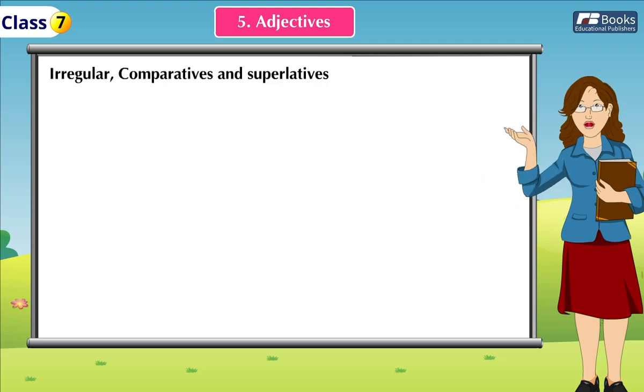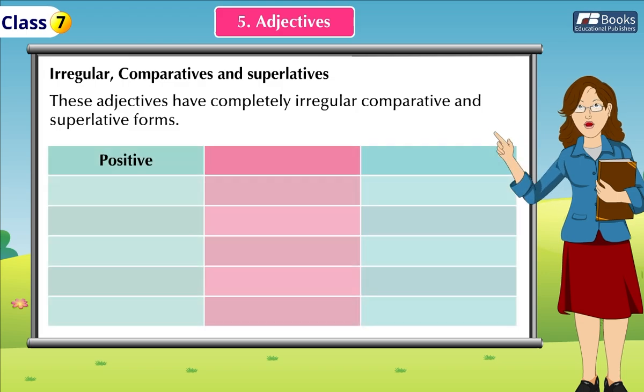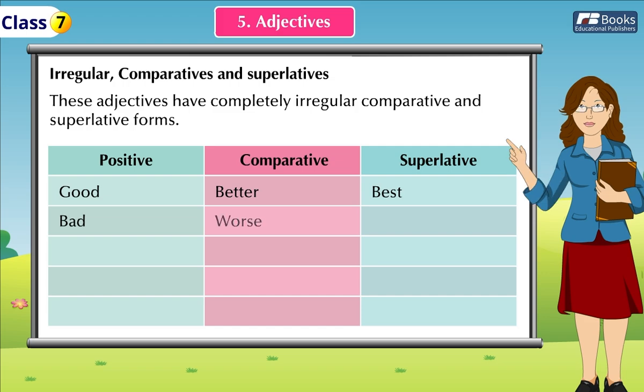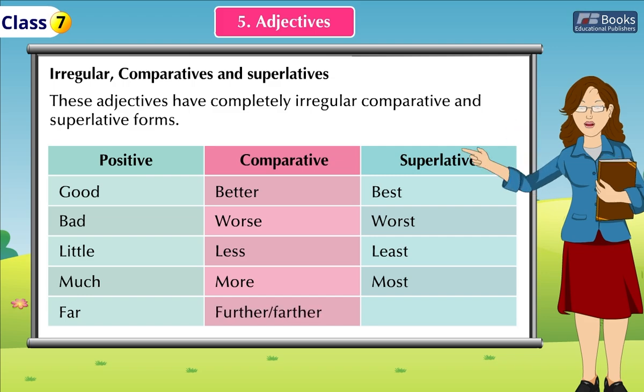Irregular comparatives and superlatives. These adjectives have completely irregular comparative and superlative forms. Positive, comparative, superlative. Good, better, best. Bad, worse, worst. Little, less, least. Much, more, most. Far, further or farther, furthest or farthest.